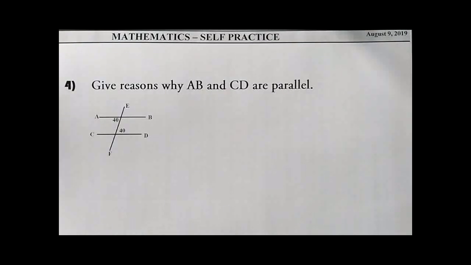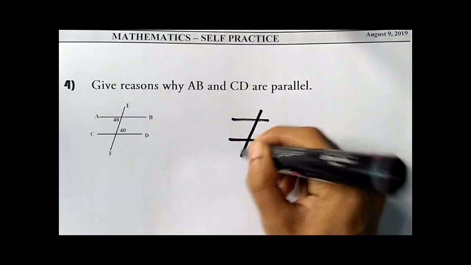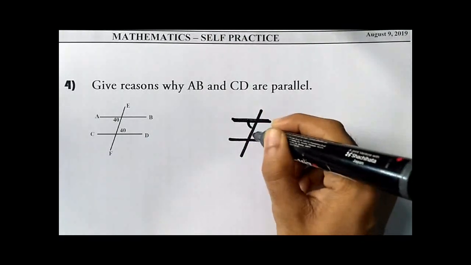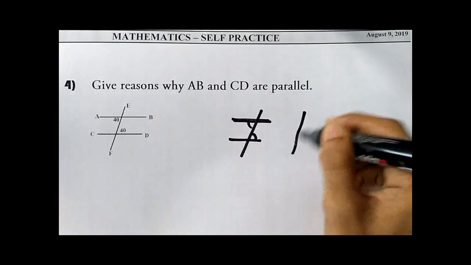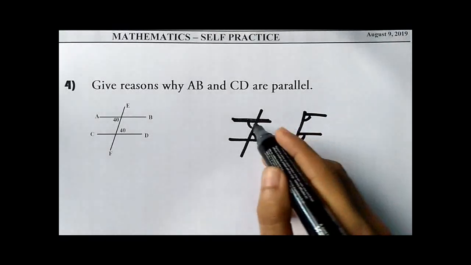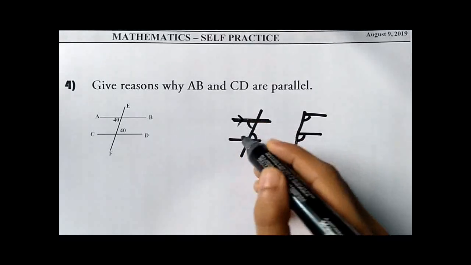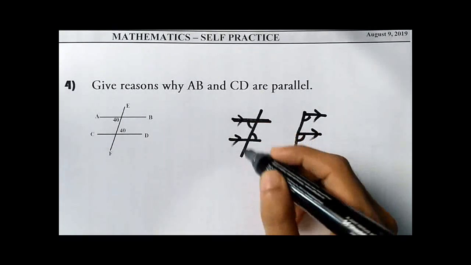This one is a bit easy because they are asking us to give a reason why AB and CD are parallel. You all know about these two angles. One, alternate angle in Z shape. If it is in Z shape, we call that an alternate angle. And the second one is, if it is in F shape, we call that a corresponding angle. If these angles are equal, then we can say that this pair of sides will be parallel.